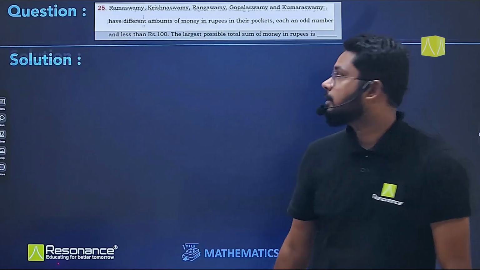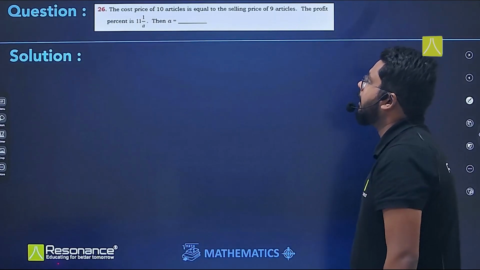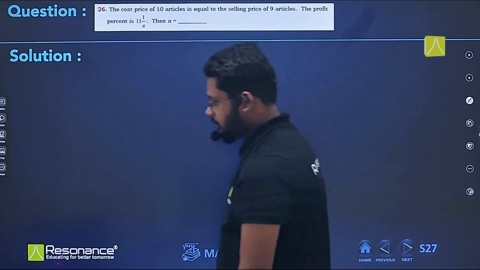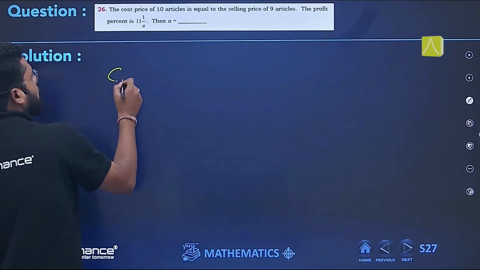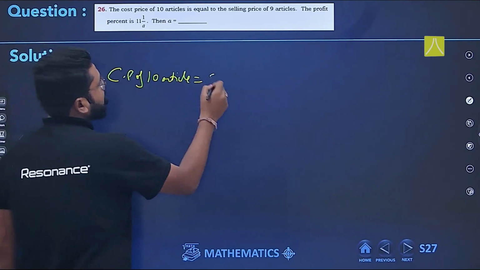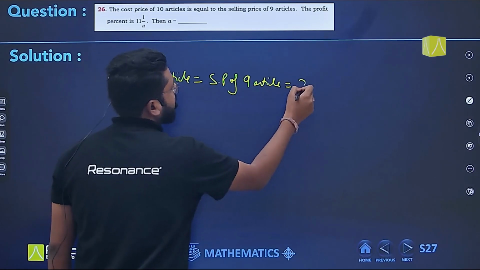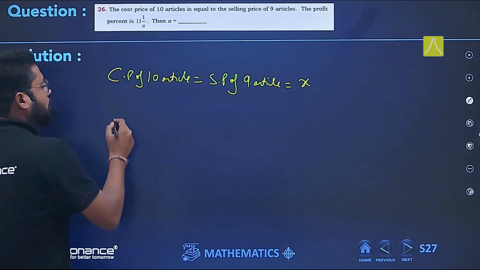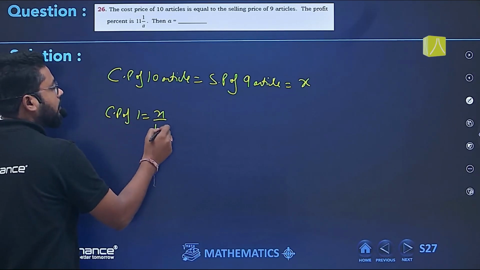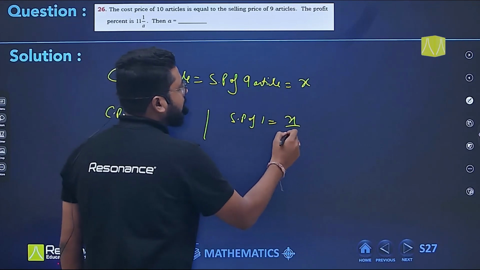Now the next question is, the cost price of 10 articles is equal to the selling price of 9 articles. The profit percentage is 11 is to 1 by A. Then what is A? This means cost price of 10 articles is equal to selling price of 9 articles. Let it be X. So cost price of one article will be X by 10, and selling price of one article will be X by 9.